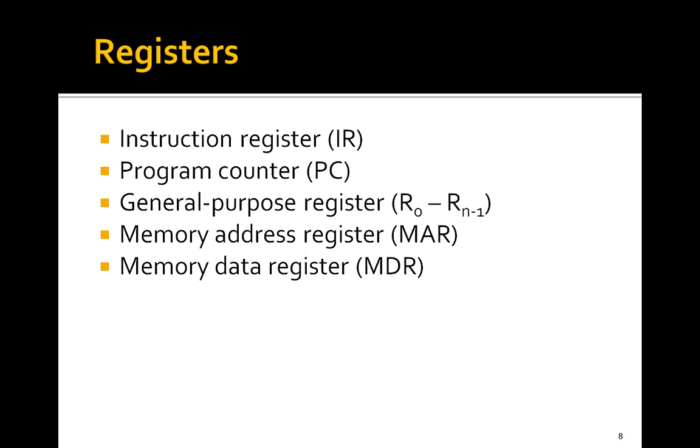Next we have the program counter, abbreviated as PC. This PC is another specialized register. It keeps track of the execution of the program. It will contain the memory address of the next instruction to be fetched and executed. So what will PC hold? It will hold the address of the next instruction that is going to be fetched and executed.